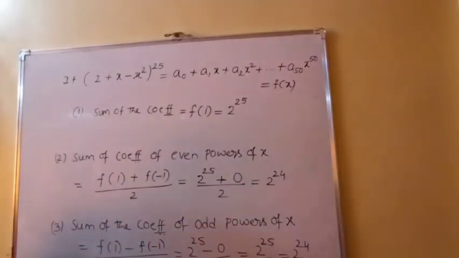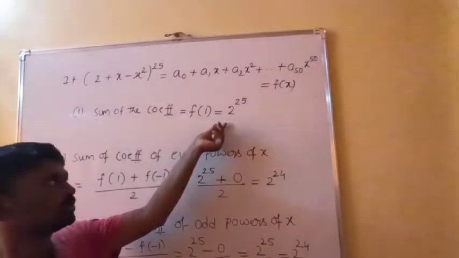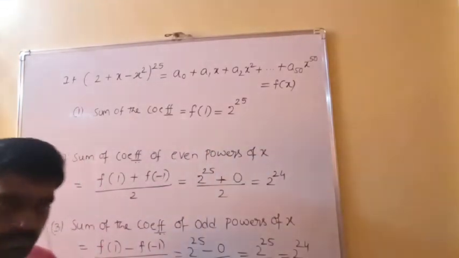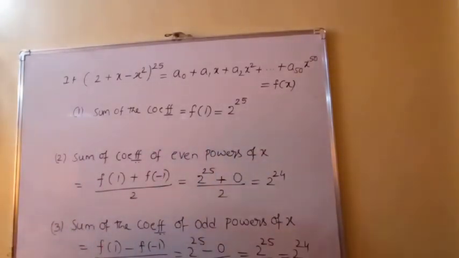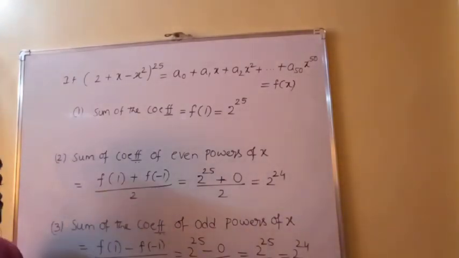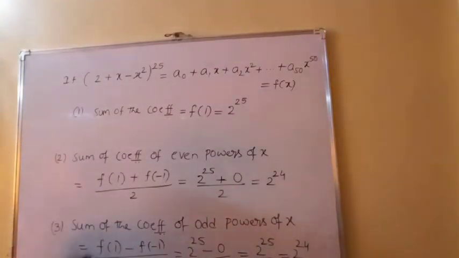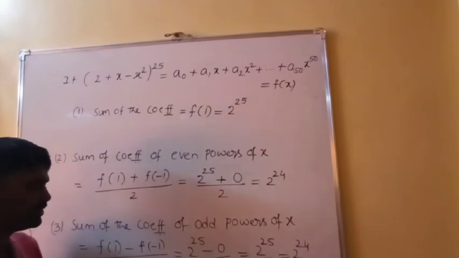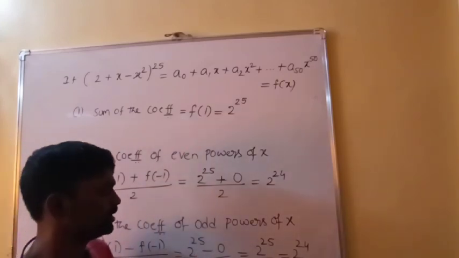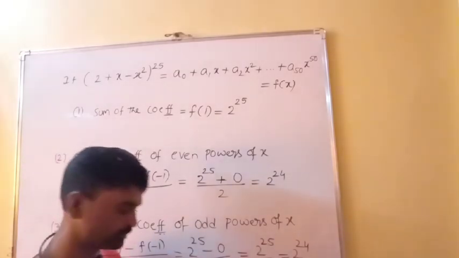So here what we got: f of 1 is 2 power 25, f of minus 1 is 0. So the sum of the coefficients is f of 1, which is 2 power 25. Sum of the coefficients of even powers of x, formula f of 1 plus f of minus 1 by 2, that is 2 power 25 plus 0 by 2, which is 2 power 24. Sum of the coefficients of odd powers of x, formula f of 1 minus f of minus 1 by 2, that is 2 power 25 minus 0 by 2, 2 power 25 by 2, which is equal to 2 power 24.